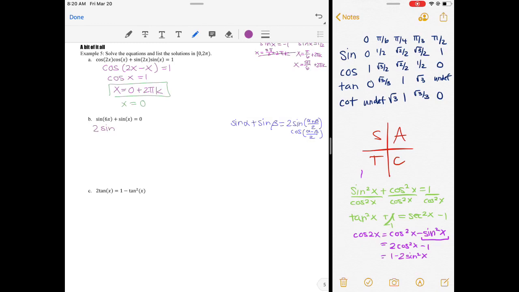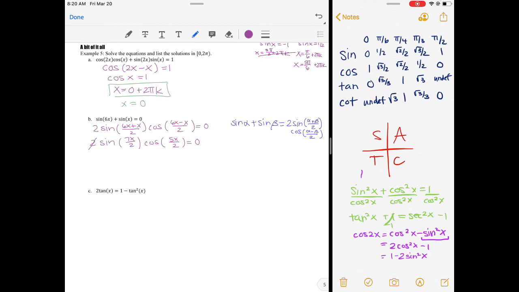So we're going to have 2 sine, our alpha is 6x plus our beta is x divided by 2, times cosine of alpha 6x minus beta x divided by 2 equals 0. So we get 2 sine of 7x divided by 2, cosine of 5x divided by 2. Since this is equal to 0, how do you solve something like this? Well, you set each of them individually. I mean, we could think about dividing by 2.